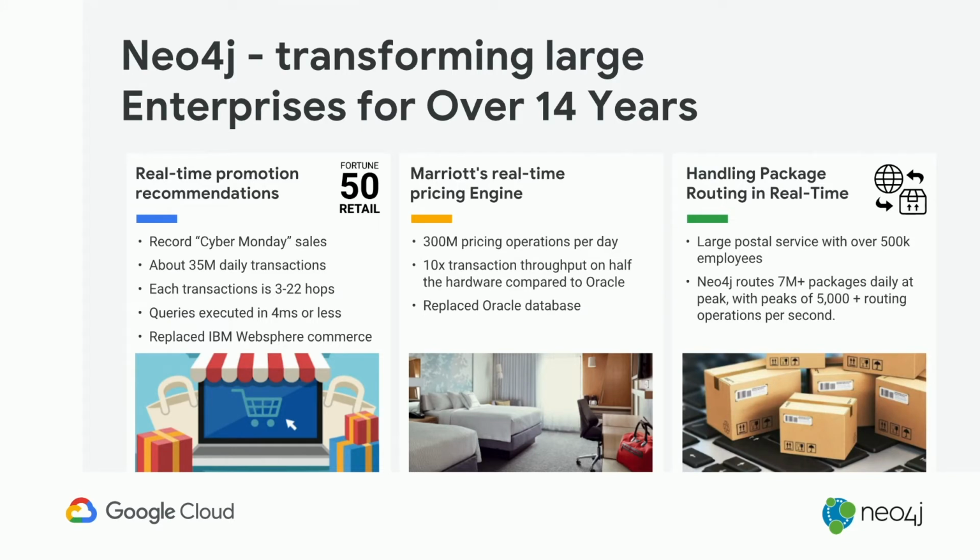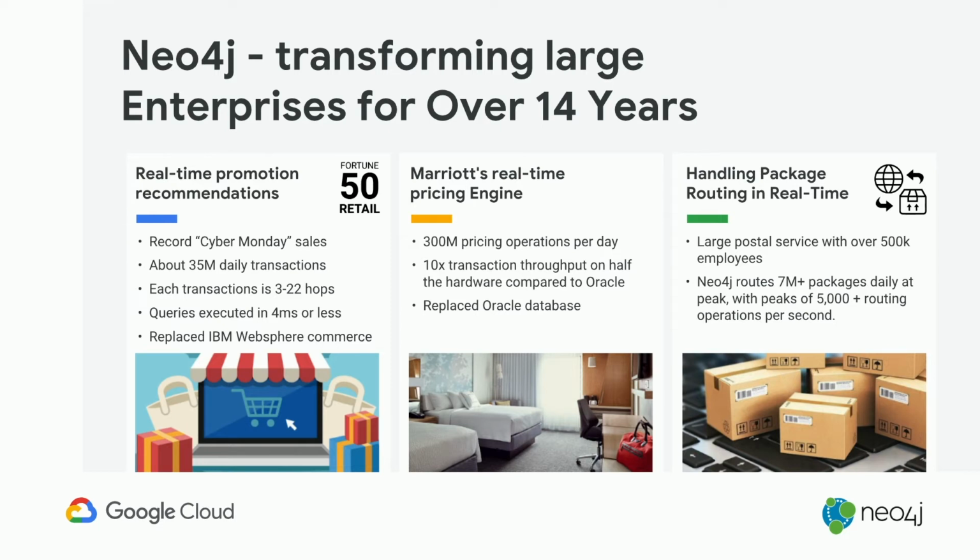Neo4j also has a history of transforming large enterprises for over 14 years. These are just 3 key examples. For one of the Fortune 50 retailers, Neo4j does real-time promotion recommendations. This helps our customer drive record Cyber Monday sales. We're talking about 35 million daily transactions, where each transaction might be 3 to 22 hops through the graph. Neo4j needs to be able to guarantee that at very high execution speed, where queries get executed in 4 milliseconds or less. With this one particular customer, Neo4j even replaced IBM WebSphere.